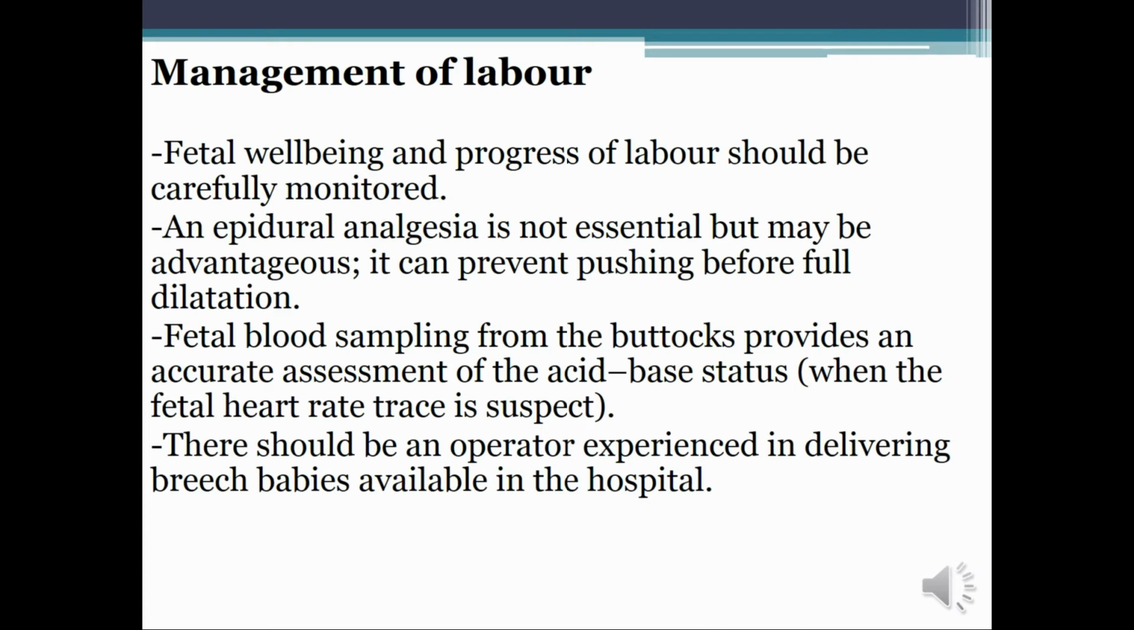Management of labor. Fetal well-being and progress of labor should be carefully monitored. An epidural analgesia is not essential, but it may be advantageous. It can prevent pushing before full dilatation. Fetal blood sampling from the buttock provides an accurate assessment of the acid-base status when the fetal heart rate trace is suspected. There should be an operator experienced in delivering breech babies available in the hospital.